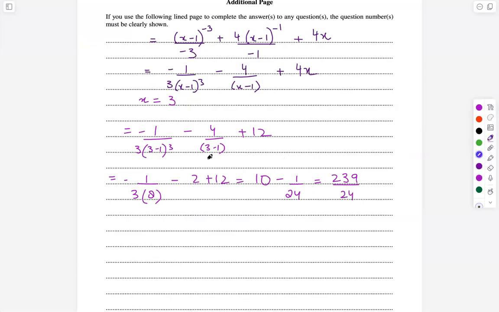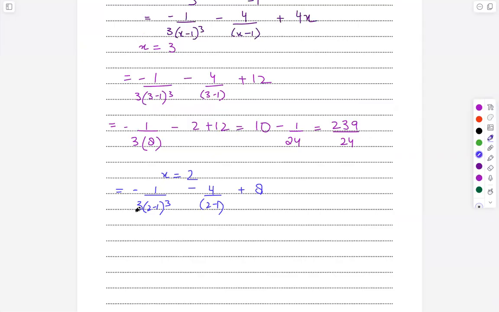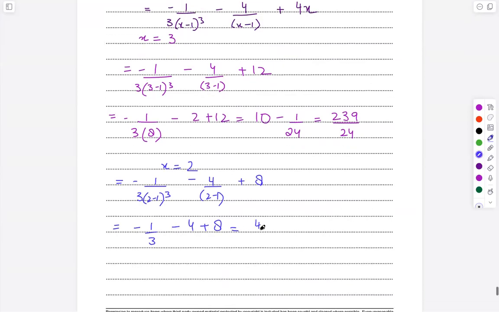And now applying the lower limit. The lower limit was x equals 2. So applying x equals 2 into the equation, we'll get minus 1 upon 3 into 2 minus 1 whole cube minus 4 upon 2 minus 1 and plus 4 times 2, which is 8. So 2 minus 1 is 1. 1 cube is 1. So 1 times 3. So this will become minus 1 upon 3 and minus 4 upon 1. So that will become minus 1 upon 3 minus 4 plus 8. 8 minus 4 is 4. So this will be 4 minus 1 upon 3. This will become 3 times 4, 12. 12 minus 1 is 11 upon 3.